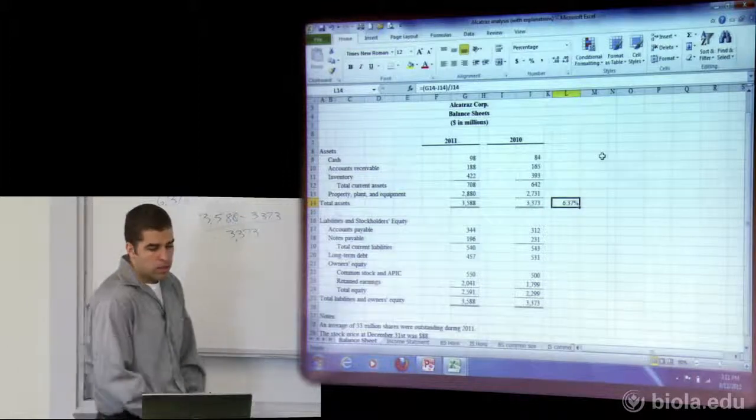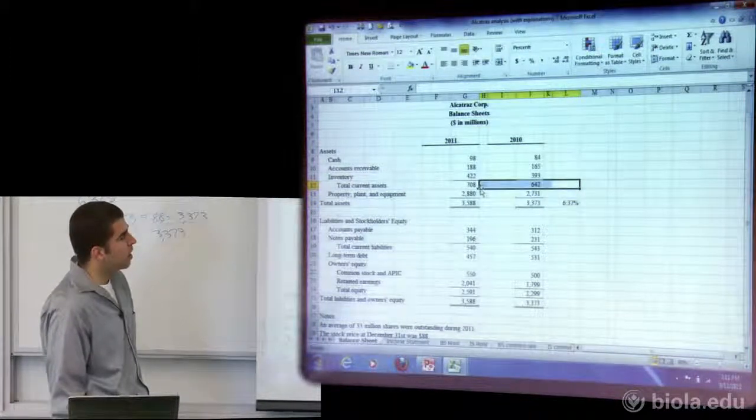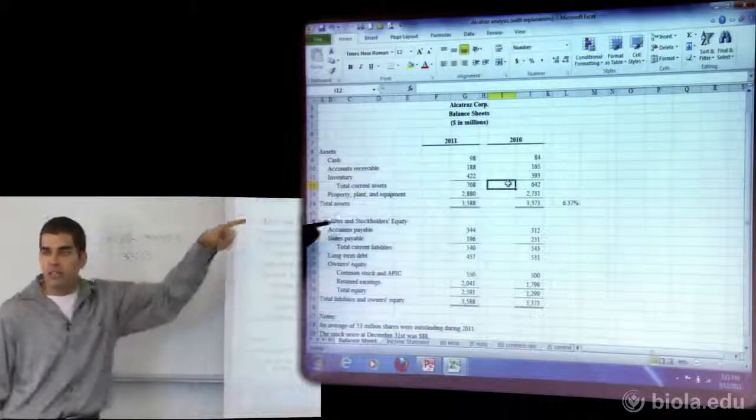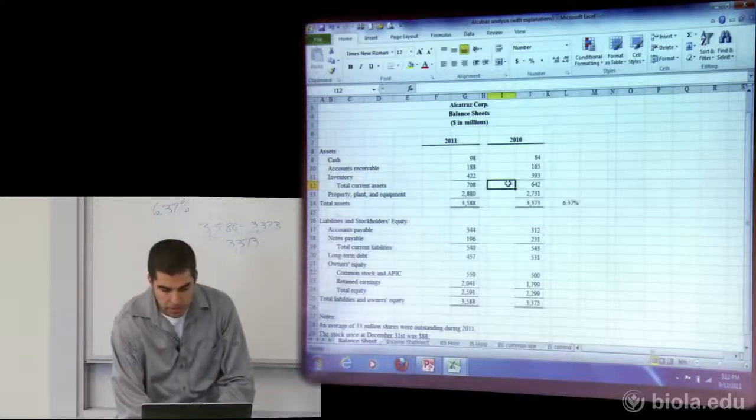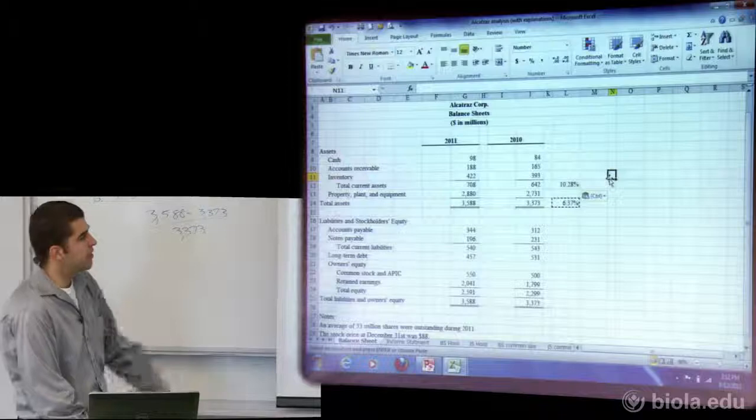Kent, did you have anything there? Yeah, I got one. The total current assets. Okay, 10.28. So now you're looking at this line here. I think we're kind of doing the same thing. What is total current assets? Total current assets is the sum of cash, accounts receivable, and inventory. So I'm just going to copy that cell up. And you said 10.28, was that right? Okay, so that is correct.